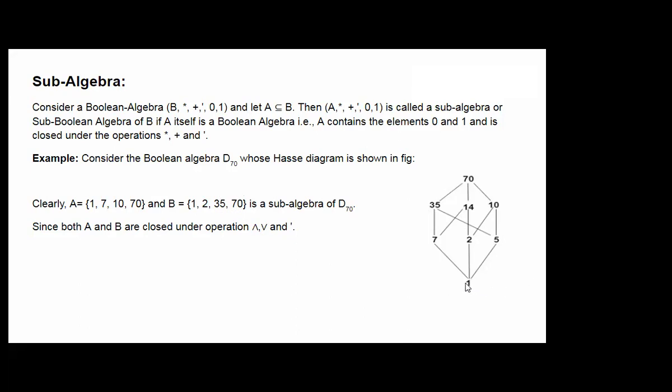We can take {1, 2, 10, 14, 70} also. {1, 2, 35, 70} also. {1, 2, 5, 7, 70}. Like this, we can take any elements in between 1 and 70 to consider the subalgebras. Okay.